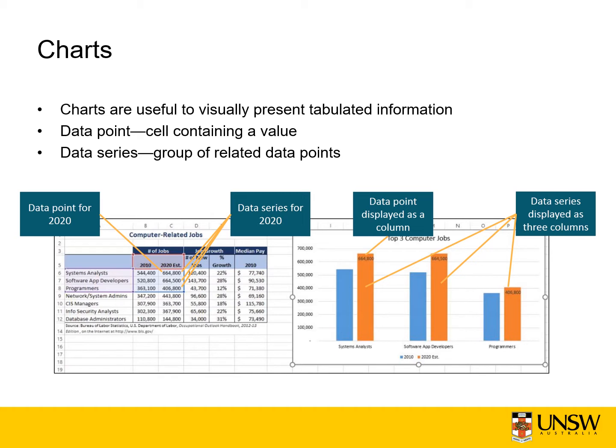For example, if we use a column chart, each column represents a data point. However, the columns with the same color show data series.